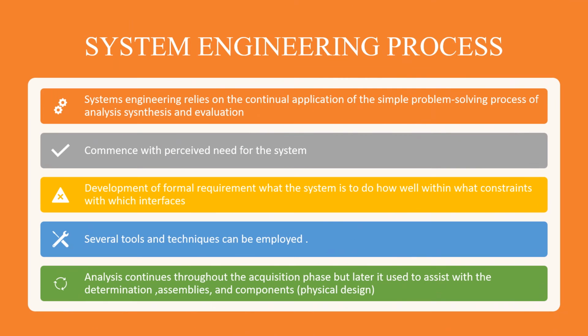In the system engineering process, several tools and techniques can be employed. It commences with the perceived need for the system, then development of a formal requirement: what the system is to do, how well, within what constraints, and with which interfaces. Analysis continues throughout the acquisition phase, but later it is used to assist with the determination of assemblies and the components of physical design.